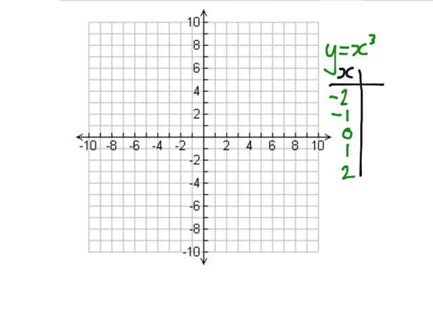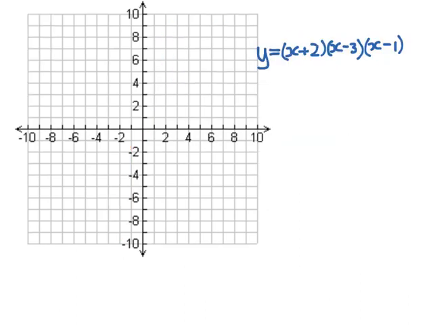Those are the x values, then cube it to get the y values. And when you have those points, plot them on the grid and then join them with a smooth line. Here are the ordered pairs, then join them with a smooth line. So that's a pretty good looking standard x cubic graph.